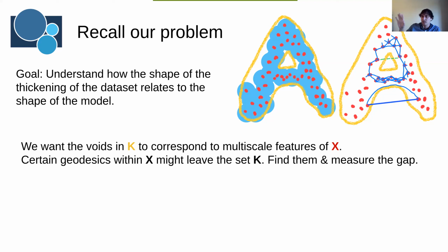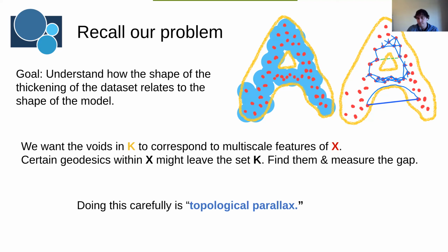Concretely, in the top right here, you have this thick, solid blue line cutting through the bottom of the A. That would be a geodesic in the ambient vector space. The blue curve, which follows the model and stays within the model, is a geodesic within the model. The fact that the curved one is longer, and quantifying how much longer it is than the straight line one, is how we will match up shape. And so the title of the talk starts with topological parallax. Doing this process is topological parallax.